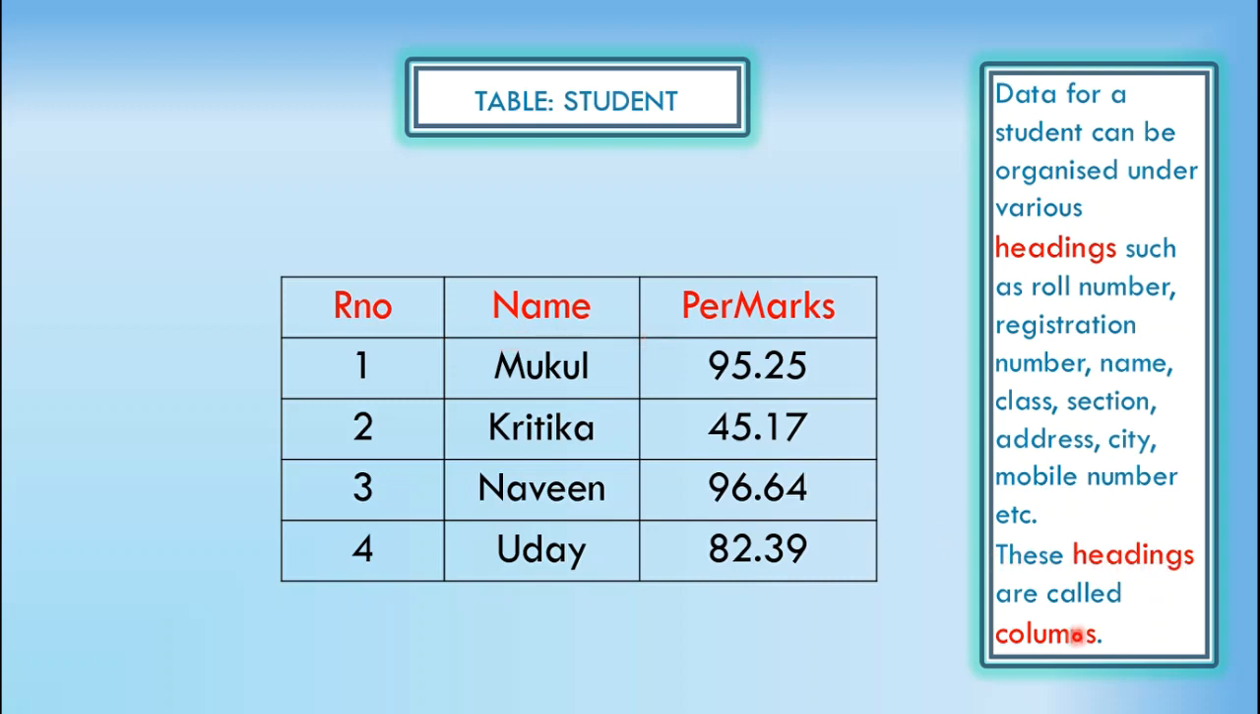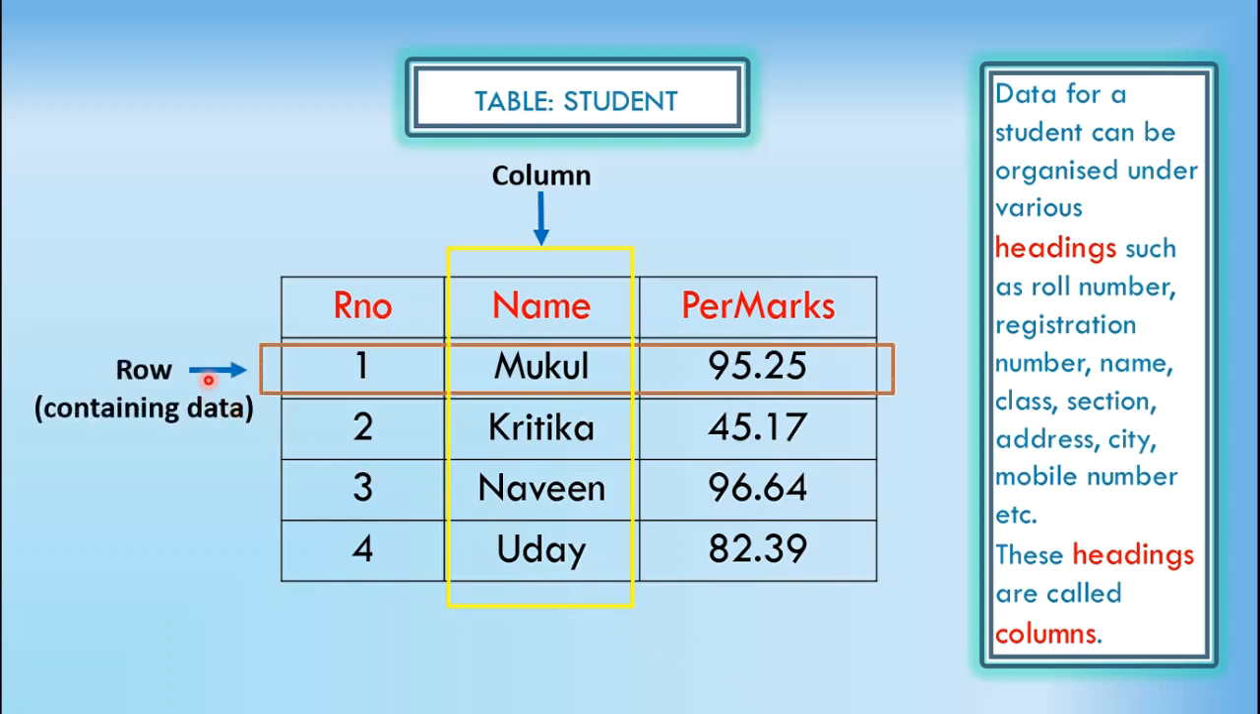These headings are called columns. So this table contains three columns: roll number, name, and percentage. Each row represents collection of data about a particular student. So this table contains 4 rows of data for 4 students. A column represents a vertical subset of the table, whereas a row represents a horizontal subset of the table. The columns are also known as fields or attributes. The rows are also known as records or tuples.